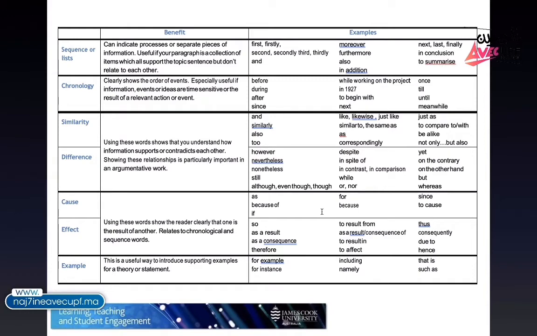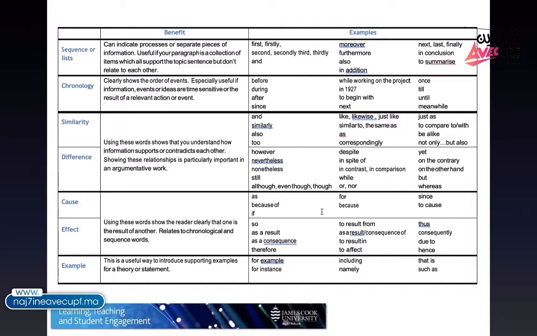What are the benefits? They can indicate processes or separate pieces of information. Useful if your paragraph is a collection of items which all support the topic sentence but don't relate to each other. For example: firstly, secondly, to begin with, moreover, furthermore, next, last, to summarize.